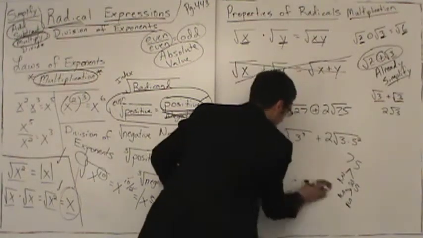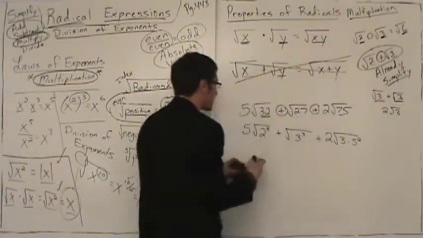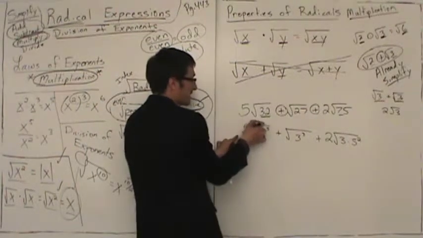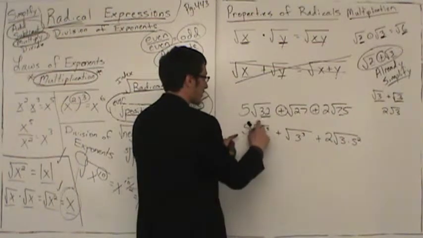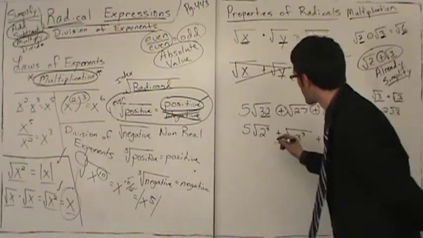All right, now we've broken down the numbers. We're now going to take out what? Groups of what are we taking out here? Groups of 3 or groups of 2? Hopefully you say groups of 2 because what is our index? Our index is an unwritten 2. Remember, the index of a square root is a 2. So we're taking out pairs.